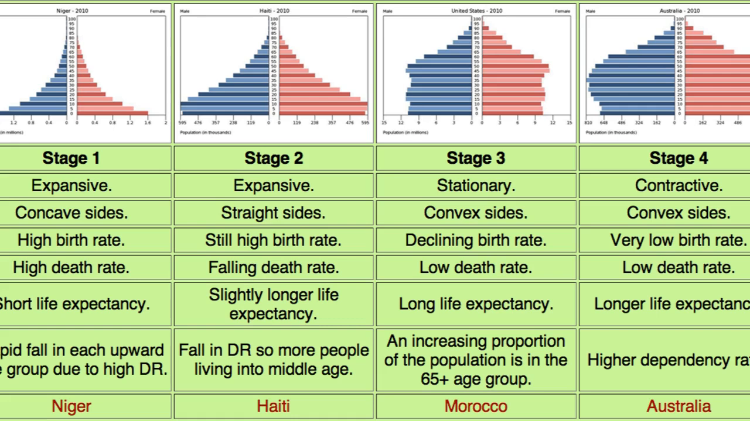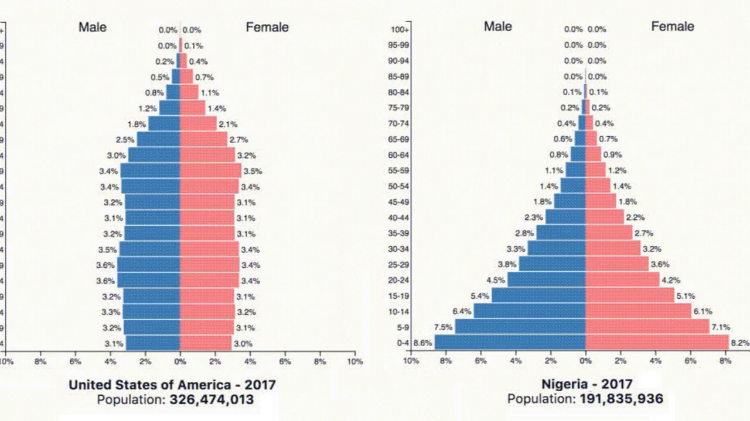Population pyramids are used to show a place's population structure. The youngest age groups are at the base of the pyramid and the older groups are at the top. The length of the bar represents the percentage of the total population in the corresponding age group.